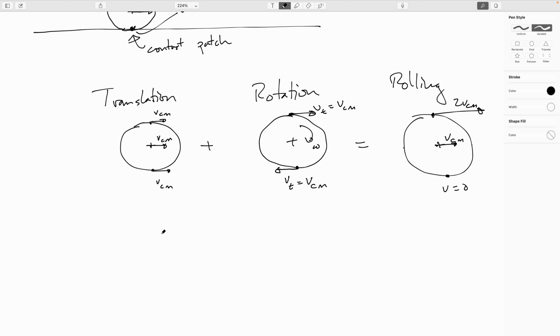But anyway, the constraint that we get if we're rolling without slipping, since the tangential velocity equals the center of mass velocity, we're demanding, that's what the exclamation point means, that the center of mass velocity equal r omega. That's the only way for the speed to be 0 at the contact point, like we've seen before.